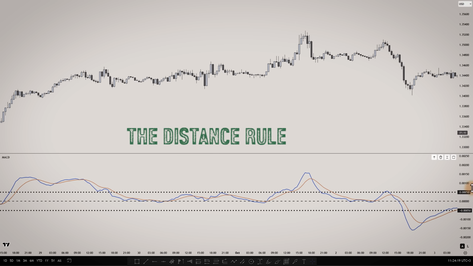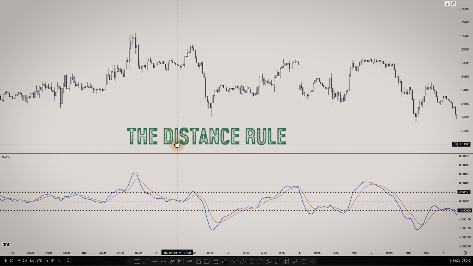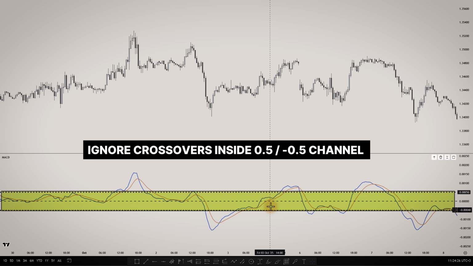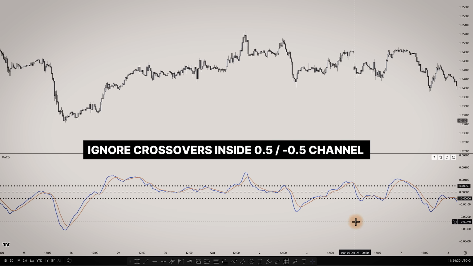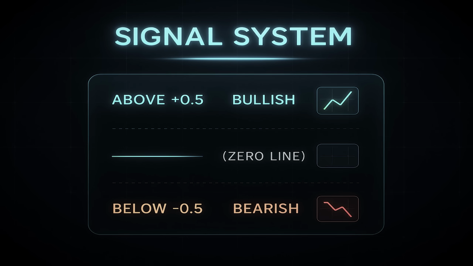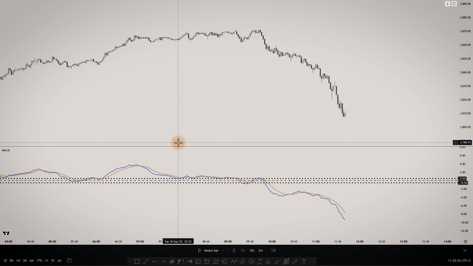The distance rule. Only take crossovers that happen far from the 0 line. Above 0.5 or below minus 0.5 on most charts. That distance proves the trend has actual power behind it. Here's the exact technique I use.